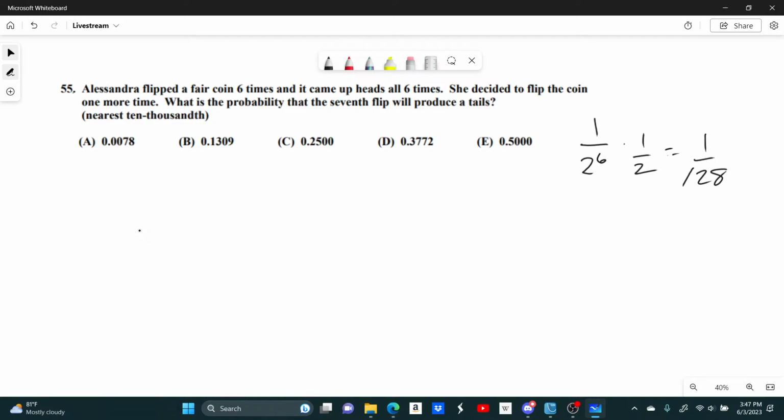Yes, but that's actually the wrong answer, and that's because this coin doesn't have a memory. It doesn't know that it just flipped heads 6 times. All it knows is that it lands heads 50% of the time. And so the probability that the seventh flip will produce a tails, well, that's just 50%. Yeah, it's just 50%.